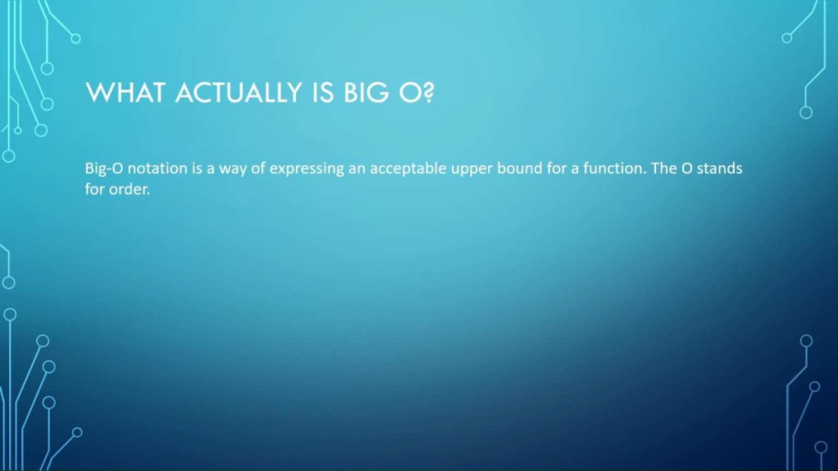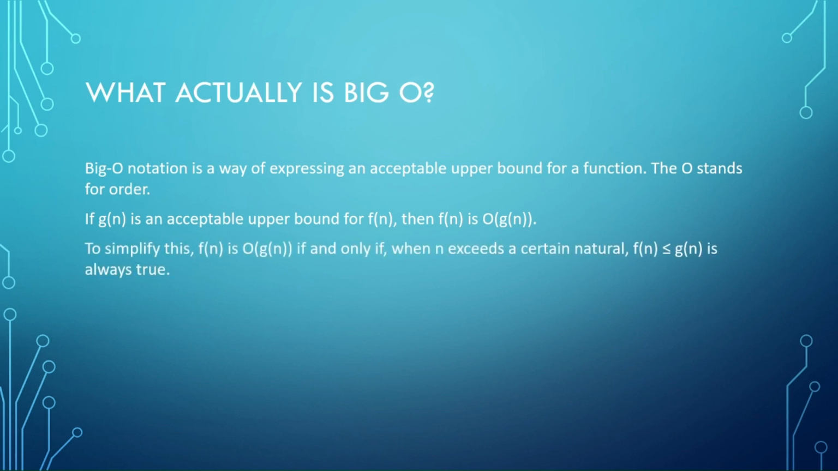So big O notation is a way of expressing an acceptable upper bound for a function. The O, I believe, stands for order. If g of n is an acceptable upper bound for f of n, then f of n is of order g of n. So f of n is big O g of n. To simplify this, f of n is of order g of n if and only if, when n exceeds a certain natural, so when n becomes large, f of n is less than or equal to g of n is always true for all large n.